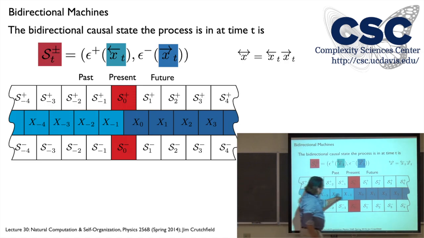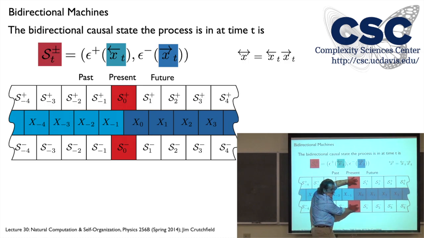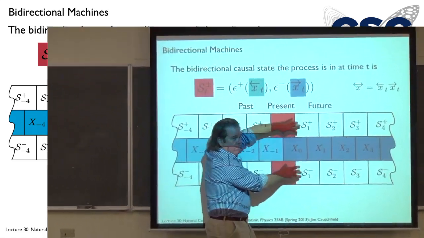So here's our process, and if we were in the light blue, we'd end up in state S plus at time 0, and following the future, we'd end up in the reverse causal state at time 0. So the bidirectional states are these pairs, and then the transition dynamics are the allowed pairwise transitions no matter which way we go.